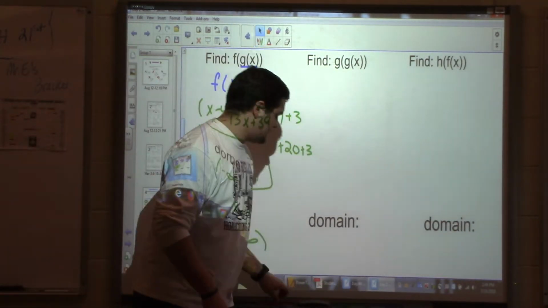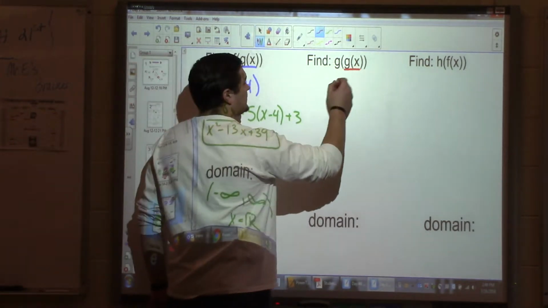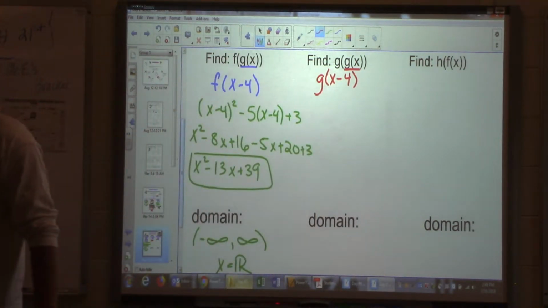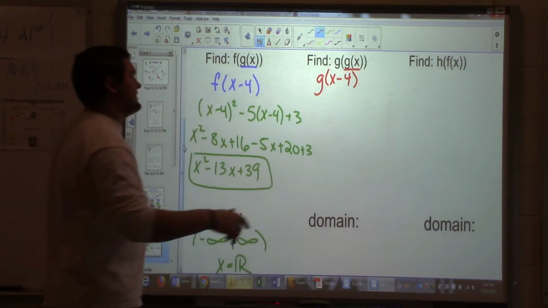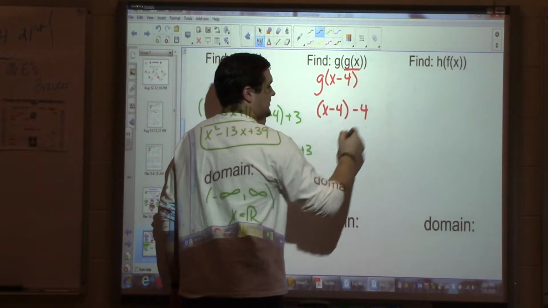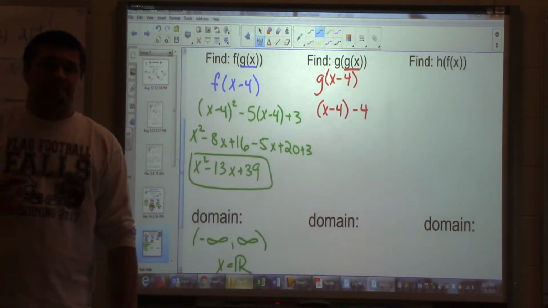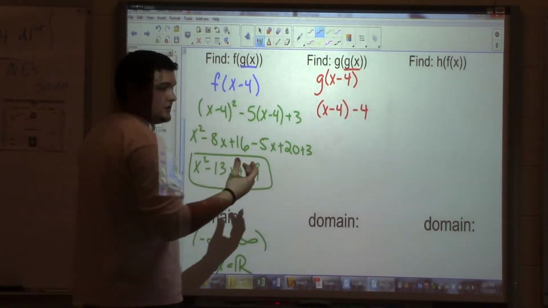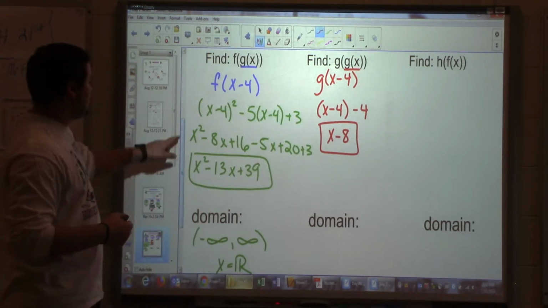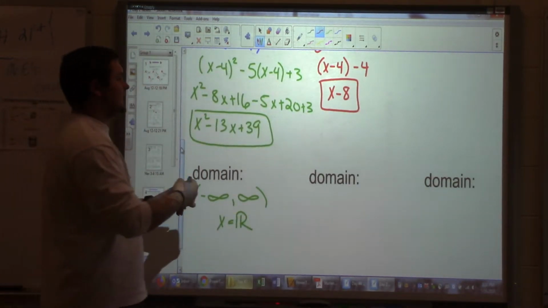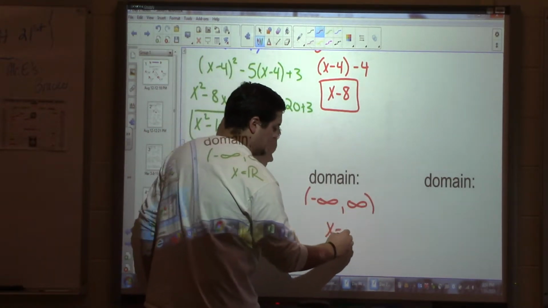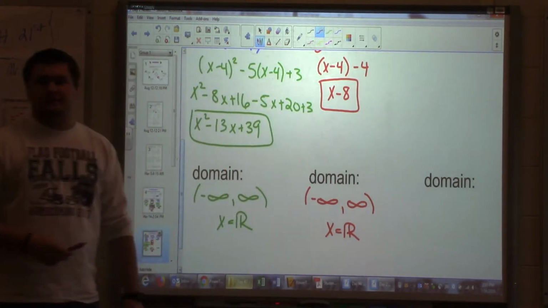G of g of x. So, g of x equals x minus 4. So I'm going to plug it in. So now I get g of x minus 4. So anywhere in my g function I see an x, I'm replacing with x minus 4. I get x minus 4 minus 4. Right? What does that turn into? X minus 8. So same thing. My original g function does not have any restrictions. My end result does not have any restrictions, so negative infinity, positive infinity. X is in the real number set. Awesome.